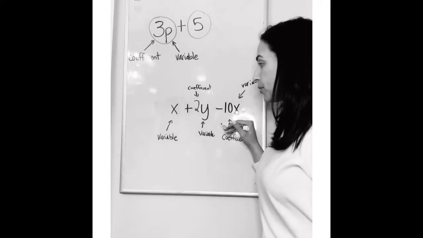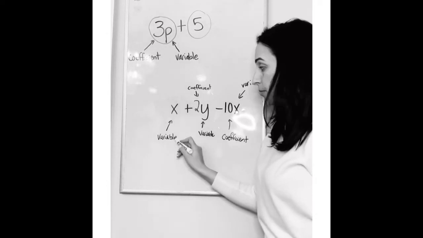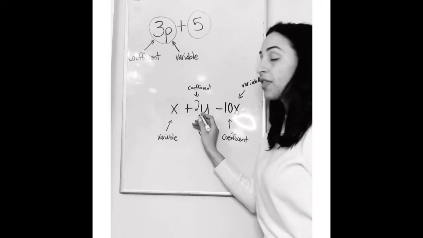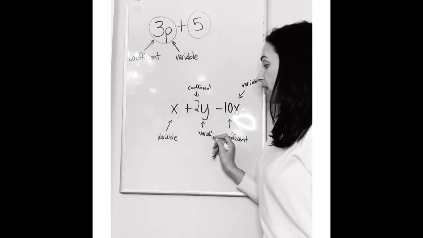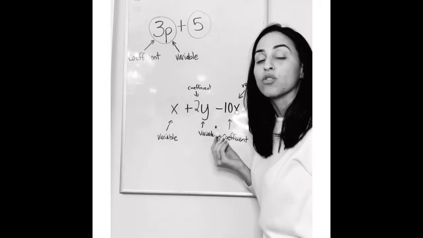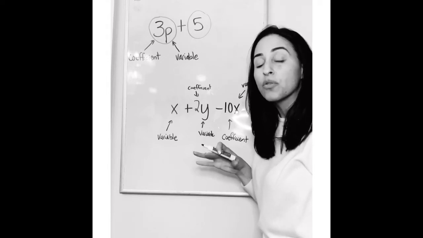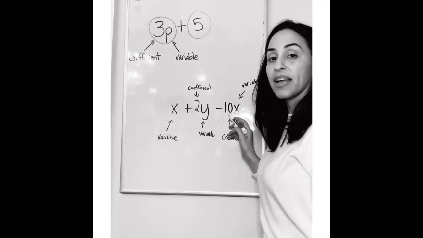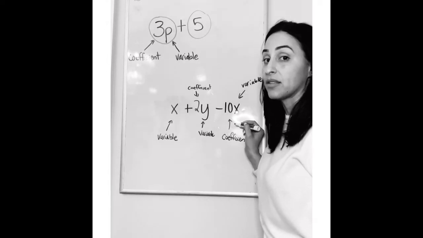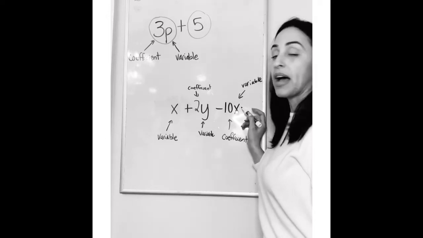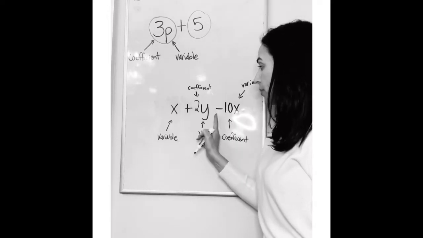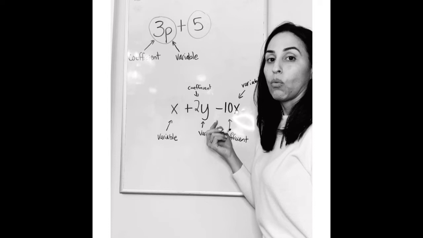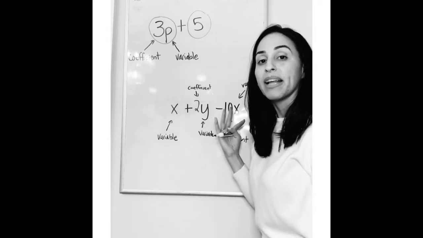Next, here's another example. So I have x, a variable, plus 2, my coefficient. A coefficient is a number that's multiplying with the variable. Here's the other variable. Remember, a variable is a mystery number, and it's that letter that's representing the mystery number. Minus 10x. Now the 10 is a coefficient because it's stuck together, multiplying with that variable. Now I see I have two operations here. I have addition and subtraction. And those operations are separating my terms.